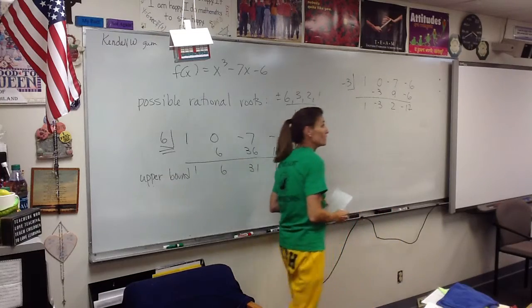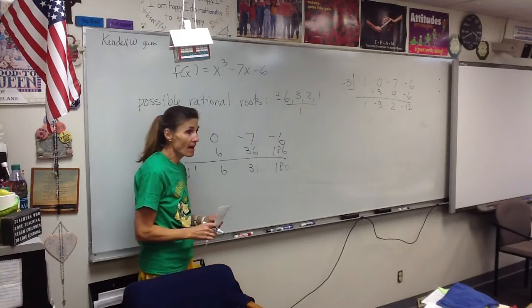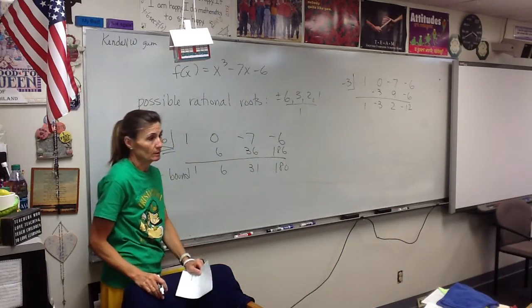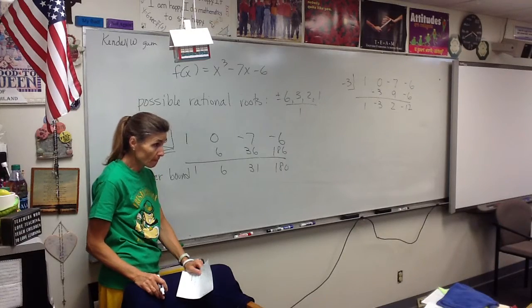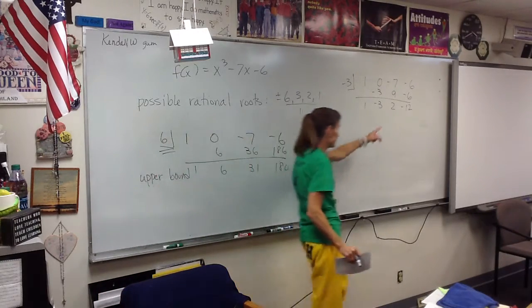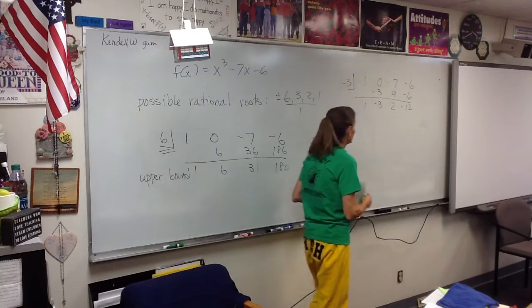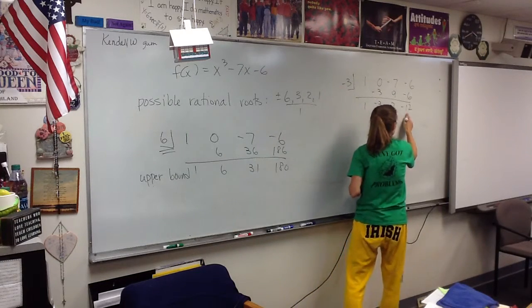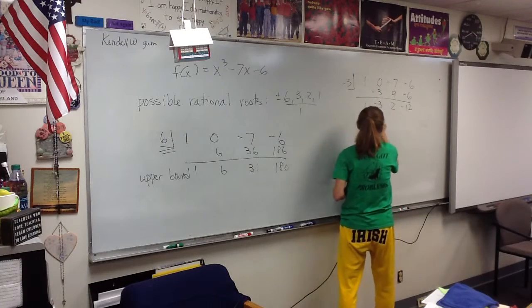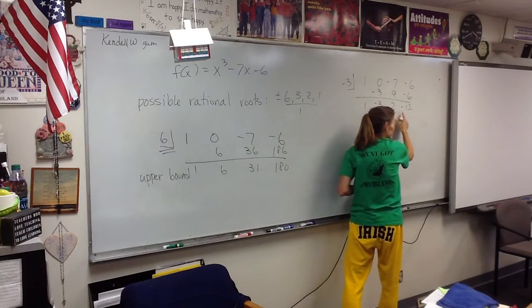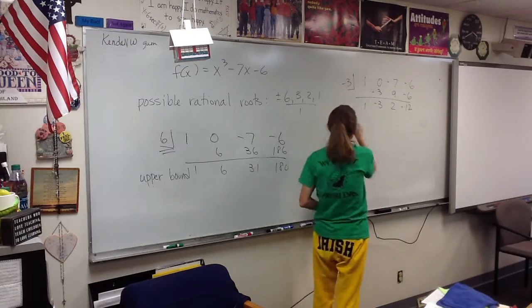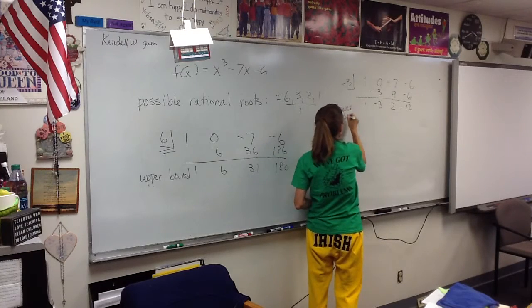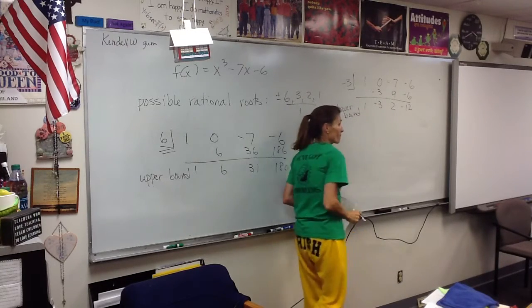Now, -3 is not a factor either, right? Because the remainder is -12. But look at these. What's happening to this set of answers that I got down here, this bottom row of numbers? What are they doing? They're alternating. When that happens, you have found a lower bound.